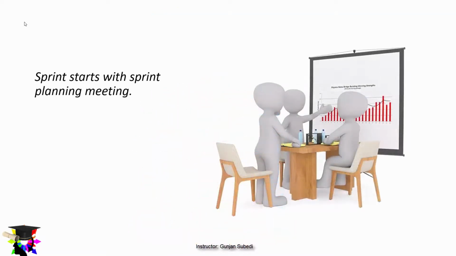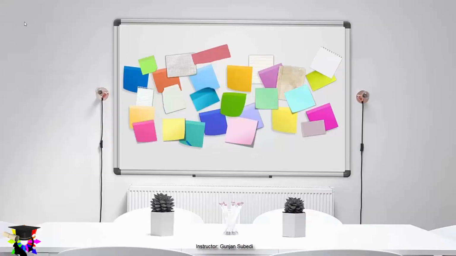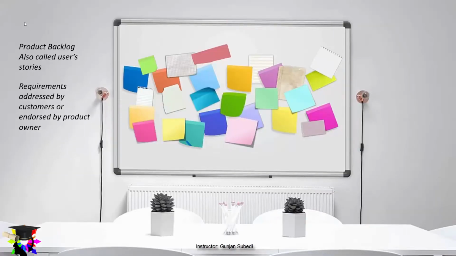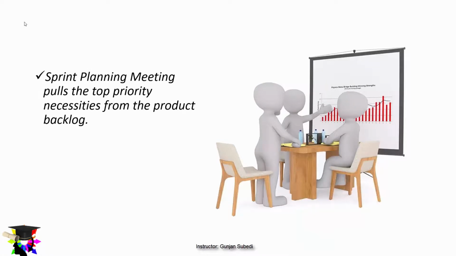So after the customer places an order, the sprint starts with the sprint planning meeting. The sprint planning meeting pulls the top priority necessities from the product backlog, and this is done by the product owner. So what is the product backlog? Product backlog items are also called user stories. They are the requirements addressed by the customers or endorsed by the product owners. All the top priority necessities from the product backlog are pulled in the sprint planning meeting.